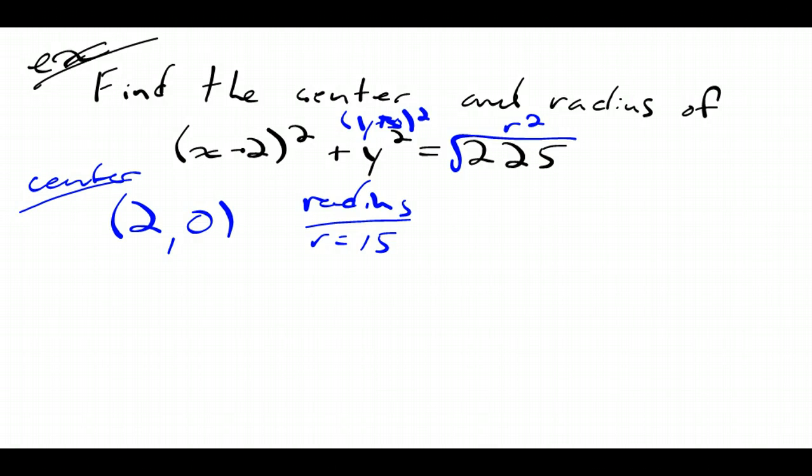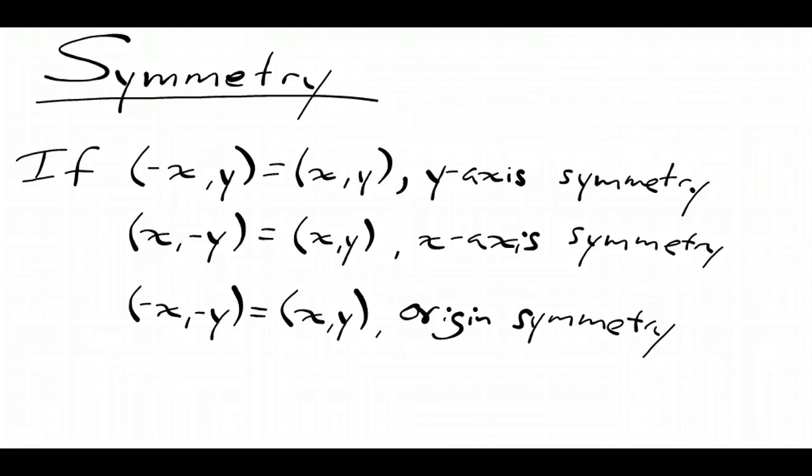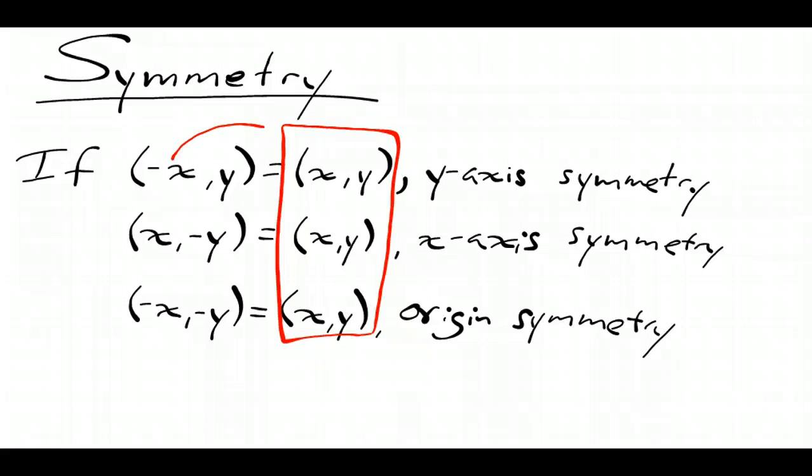Yay! Okay, next thing I'm going to talk to you about is symmetry. Basically, we have all of these rules, so you may want to pause the video and copy them down. Now that we've done that, notice these are all the same. What this is saying is if we put in a negative x and it comes out as a positive x, just like we had, then we have y-axis symmetry. If we put in a negative y and it comes out as a positive y, then we have x-axis symmetry. If we put in both negative and they come out both positive, then we have origin symmetry.